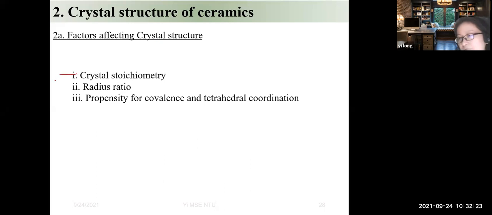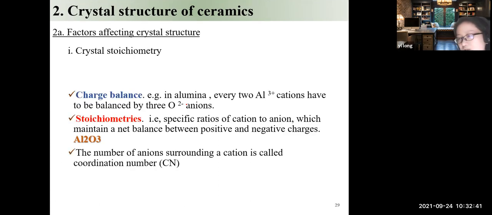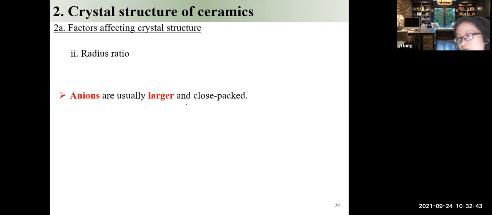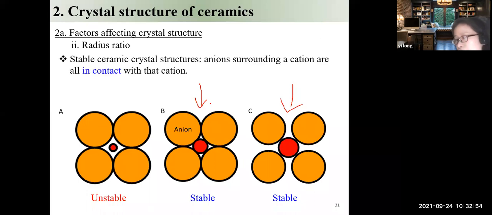This one is very general. Everyone knows the crystal stoichiometry, charge balance. The tricky things are these 2: the radius ratio, and the propensity for covalency and tetrahedral coordination numbers. We said the first one is straightforward, charge balance. For the radius ratio, we said only these 2 cases are going to be the stable case. You have to make sure your anions are in contact with your cations.